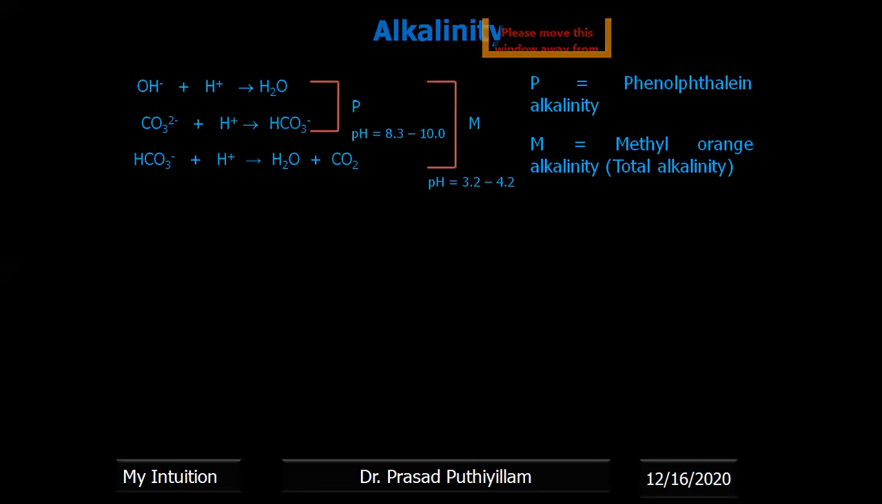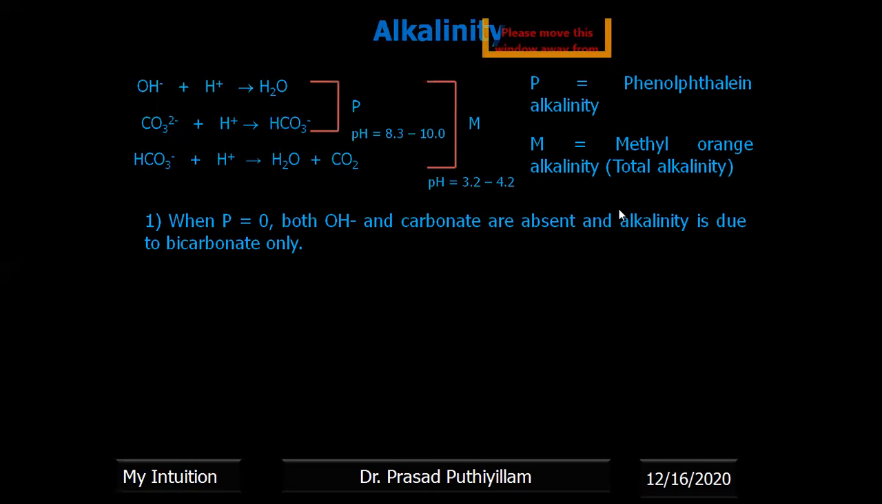Whereas M represents the methyl orange alkalinity, or the total alkalinity, because the methyl orange indicator can be used to determine alkalinity of OH minus, carbonate to bicarbonate, and then separate bicarbonate alkalinity can be estimated. Therefore, we can say it is total alkalinity.